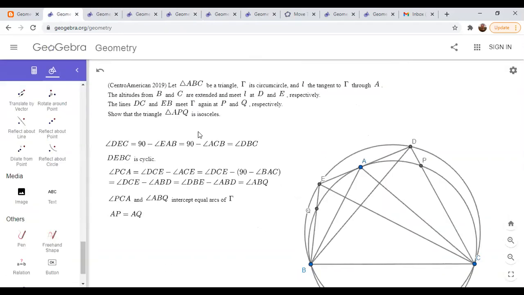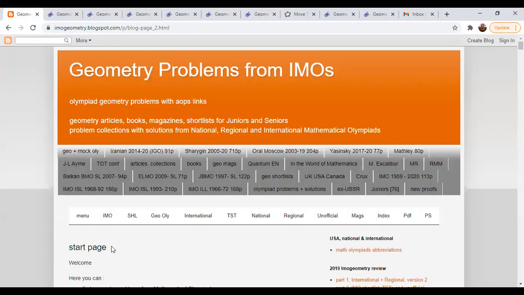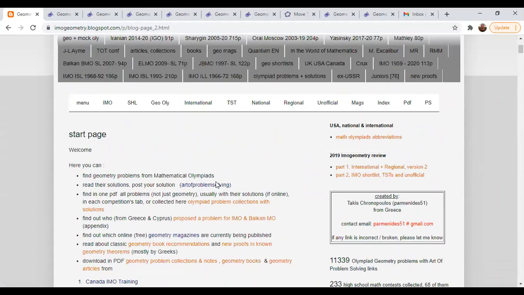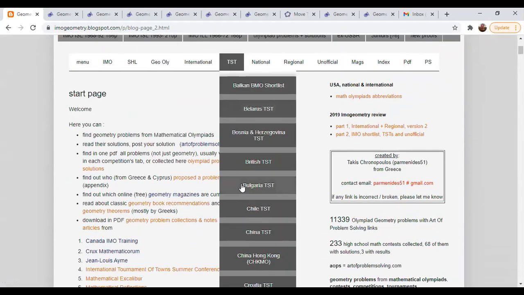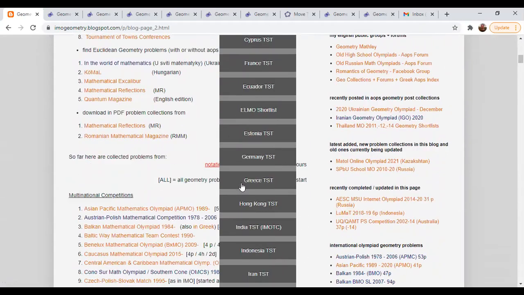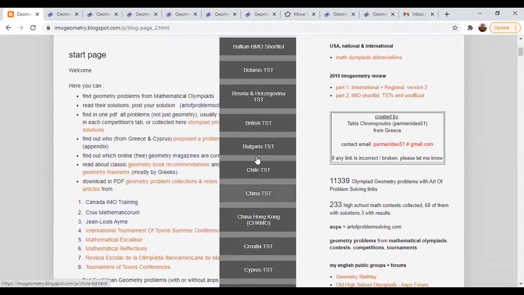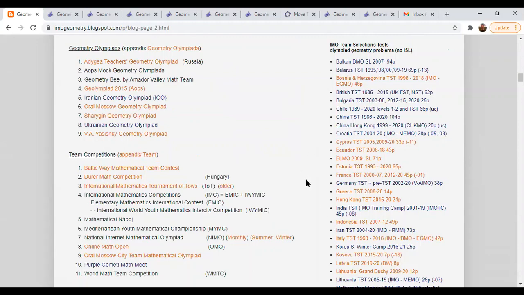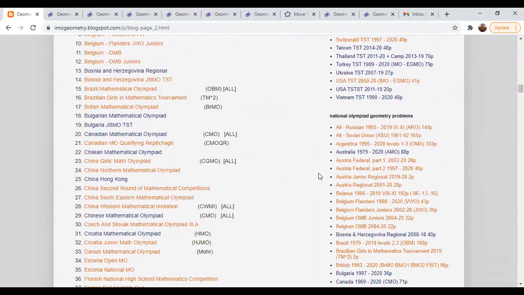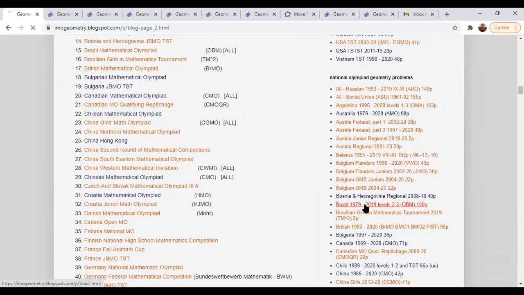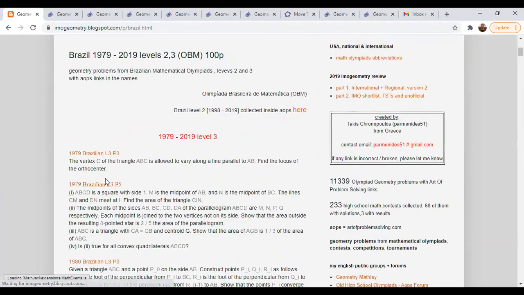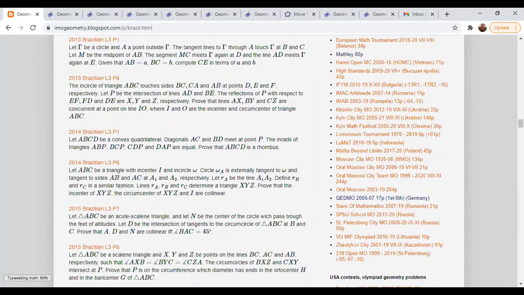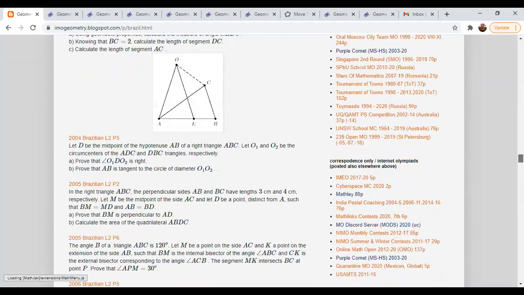But let's see, maybe I could come up with another problem. Do you have a certain country, or a certain test that you'd like to look at? I don't know, like the Brazil test. Let's check it out. I know they had the Brazilian Olympic Revenge. No, Olympic Revenge is so difficult. It's for the university guys, the teachers.